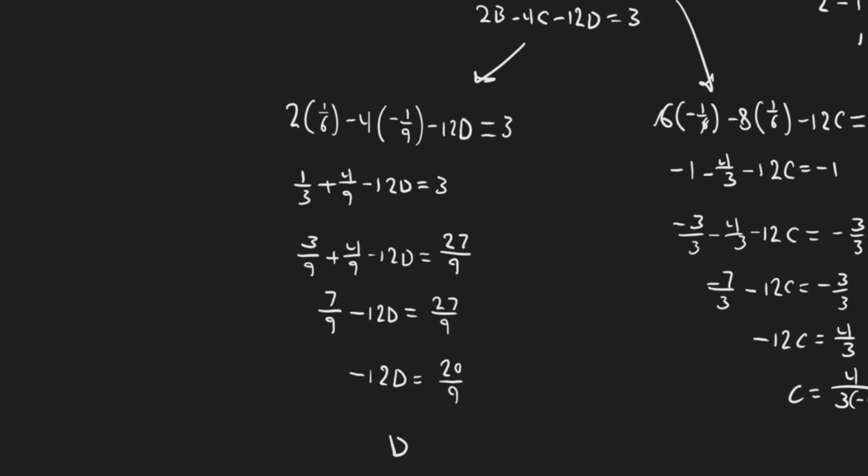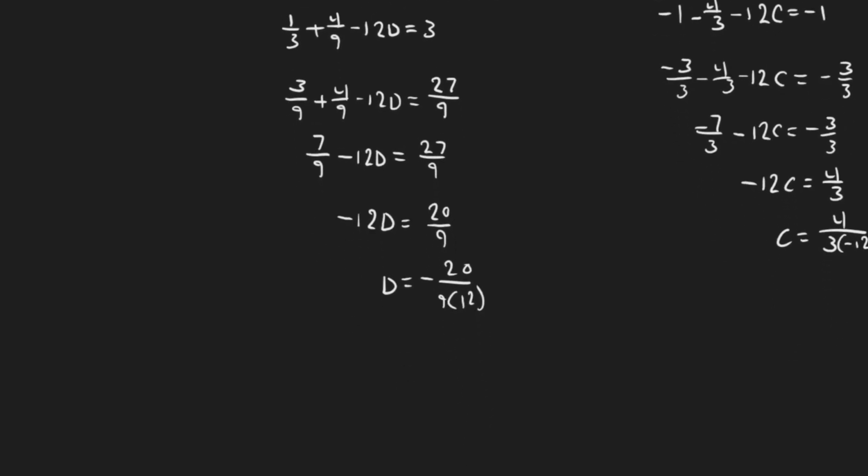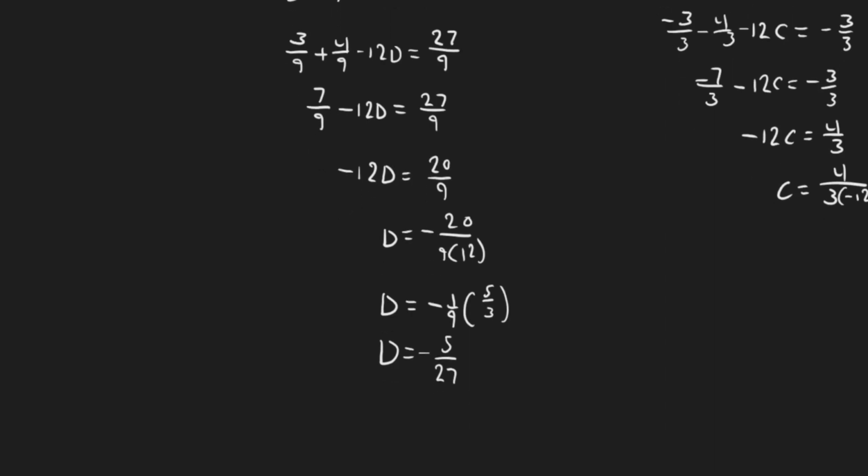So now we can divide by a negative 12 here. So d equals negative 20 over 9 times 12, and now we just need to simplify d. So let's see, d then equals, well, we can simplify the 20 over 12 first if we want. This is the same thing as saying negative 1 over 9 times 20 over 12 is the same thing as 10 over 6, which is the same thing as 5/3. So 5 over 3, and that will give us d equals negative 5 over 9 times 3, which is 27.